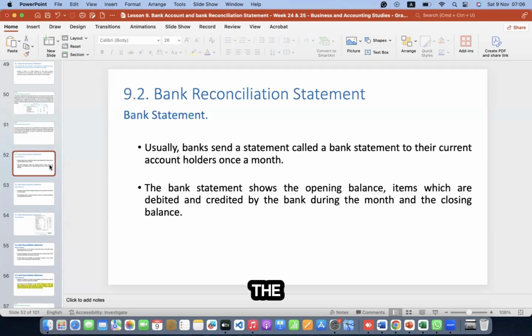Okay, let's look at the bank statement. Now we are going to look at what a bank statement is. Usually, banks send a statement called a bank statement to their client account holders once a month. This statement shows the opening balance, the items debited and credited during the month, and the closing balance. In simple terms, when you are maintaining a current account, the bank sends you a statement about what happened in the bank during that particular month.